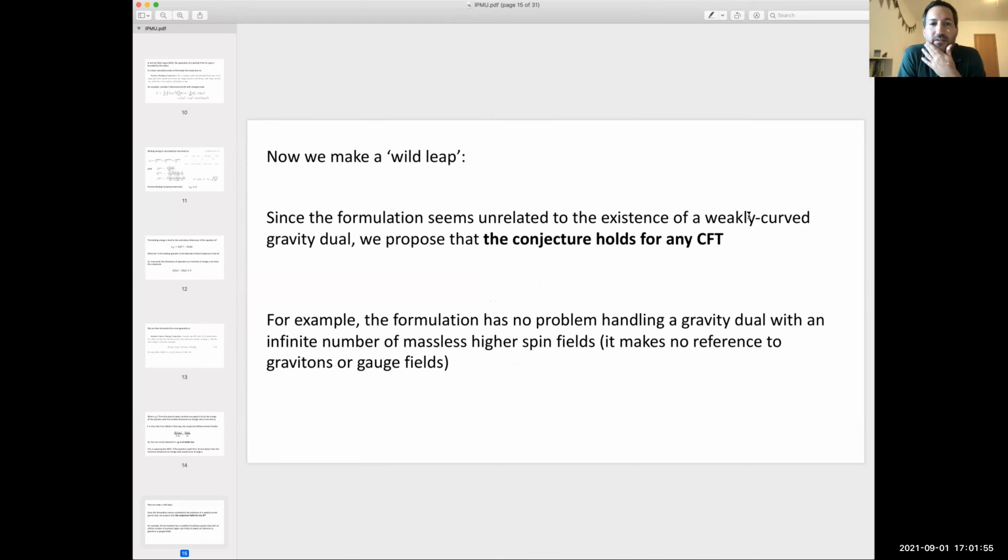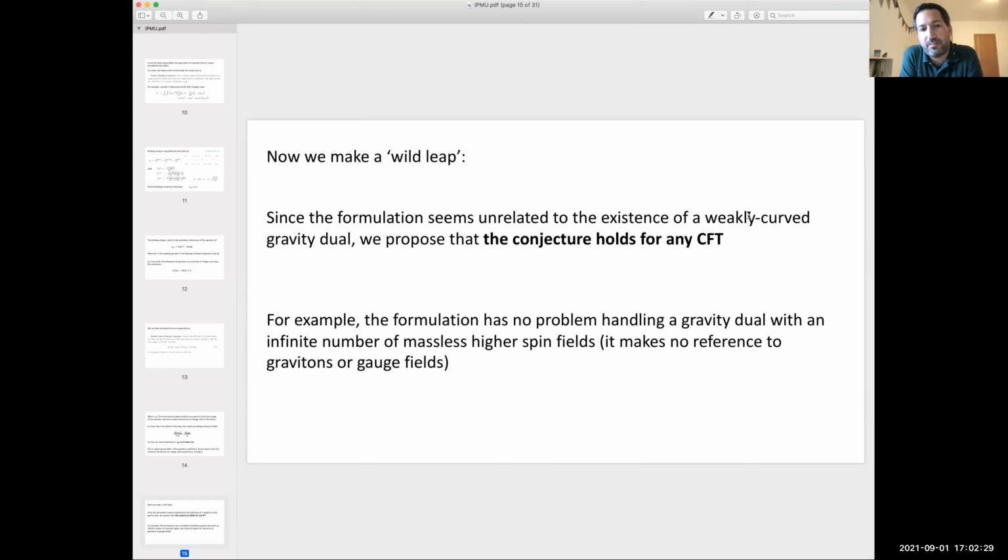And now we make this wild leap, in the language of my collaborator, and we say, well, if this thing was to be true for a conformal field theory that has a weakly curved gravitational dual, it's not clear that those CFTs have any kind of sharp separation from other CFTs in the general space of CFTs. And therefore, it's natural to propose that if it's true in all those CFTs, perhaps it should be true in all CFTs. Whatever the mechanism responsible there could be true everywhere else.